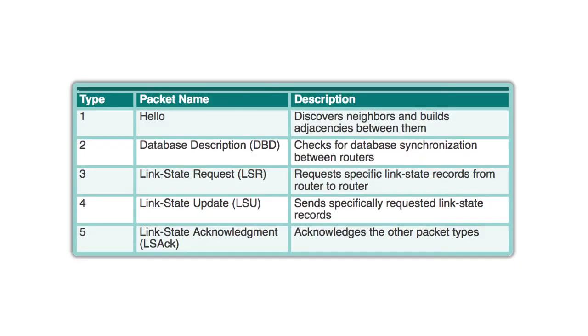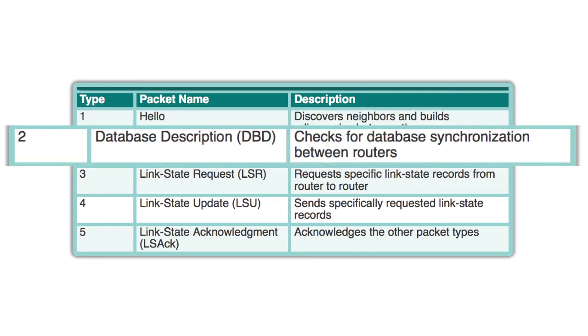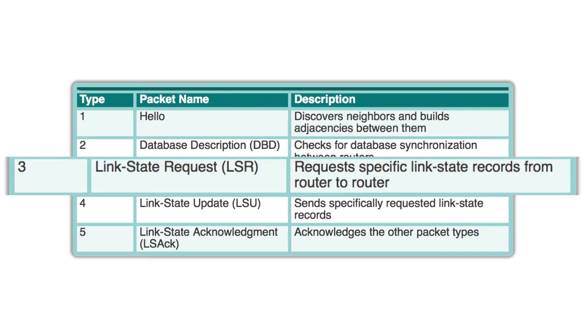There are 5 types of OSPF messages. The type 1 is the hello packet. It's used to establish and maintain adjacency with other OSPF routers. The type 2 is a database description packet. It contains an abbreviated list of the sending router's link state database. The third type of message is the link state request packet. Receiving routers can then request more information about an entry in the database description by sending an LSR message.